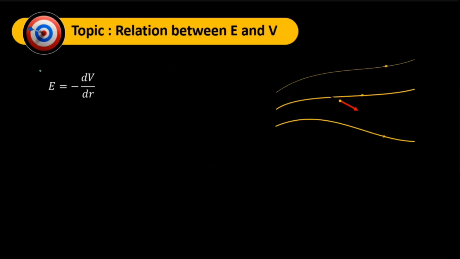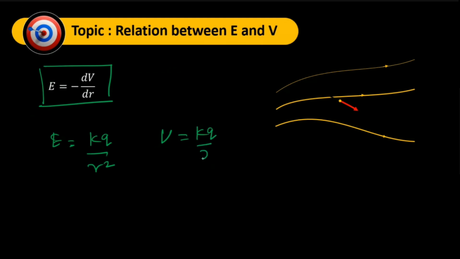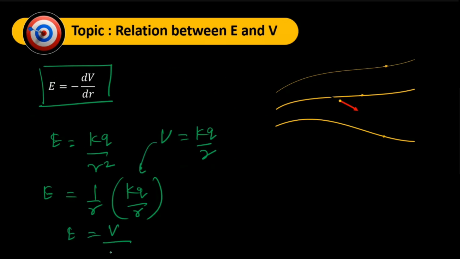Now there is a relation between potential and field. What is electric field? KQ by R square. What is potential? KQ by R. So can I replace V in place of KQ by R? Can I write that E is nothing but V by R? So this is the relation between potential and field.